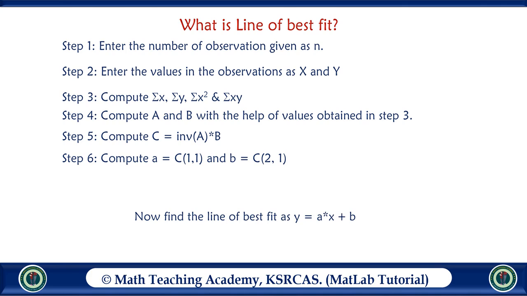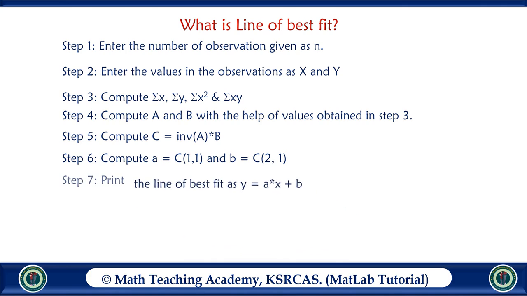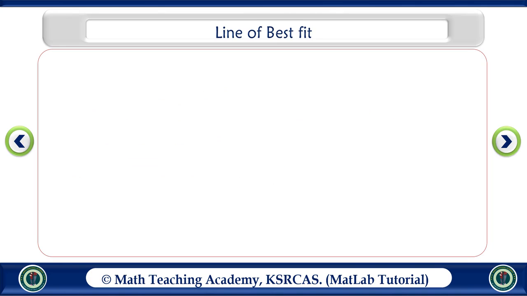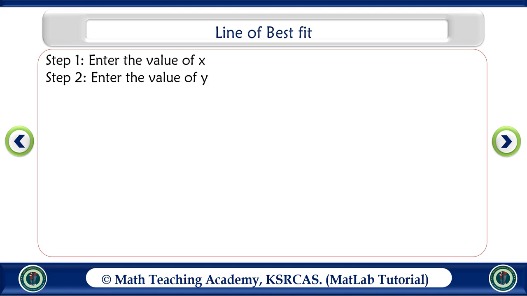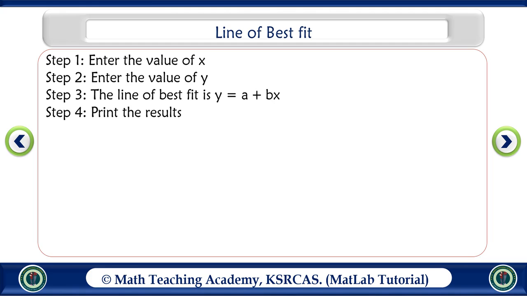Now find the line of best fit as y is equal to a star x plus b, and let it be step 7. So print the line of best fit as y is equal to a star x plus b. So this is the algorithm to find the line of best fit. So this is the algorithm. Step 1, enter the value of x. Step 2, enter the value of y. Step 3, the line of best fit is y is equal to a plus bx. Step 4, print the results.